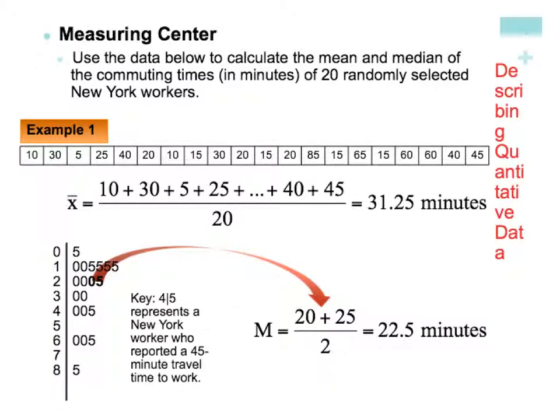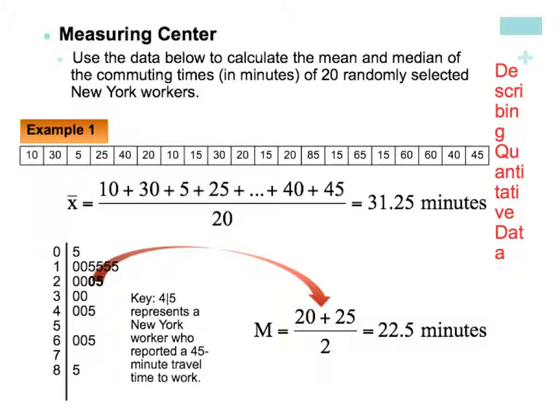So we learned yesterday that in a distribution that's strongly skewed one way or the other, or has a very large or very small outlier, we'll find that the mean and median are not at all the same in their value. In our case here, where we were looking at these New York workers and the amount of time they spend commuting to work, we found that the mean was 31.25 minutes, but the median was only 22.5 minutes.